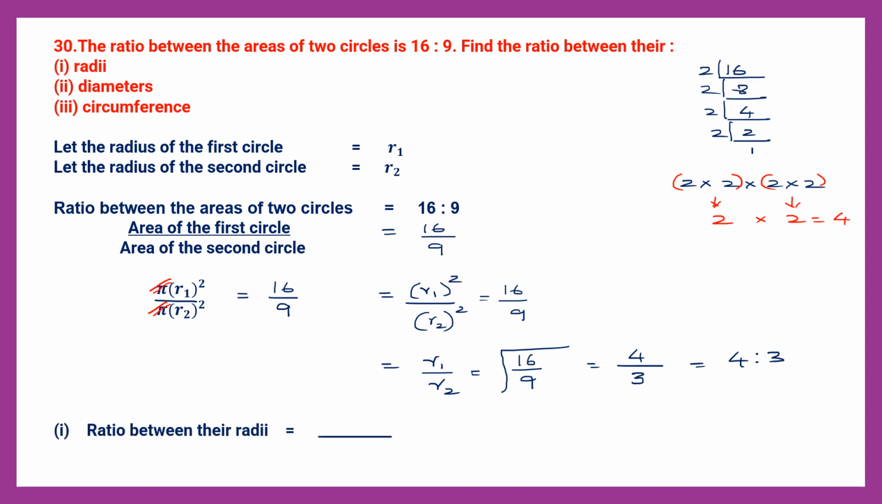So what have we found? We have found the ratio between their radii. That's the first question, and that ratio is 4 is to 3. This is our answer. Now we have to find the ratio between their diameters.